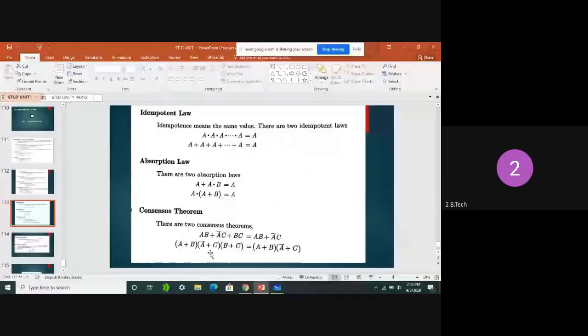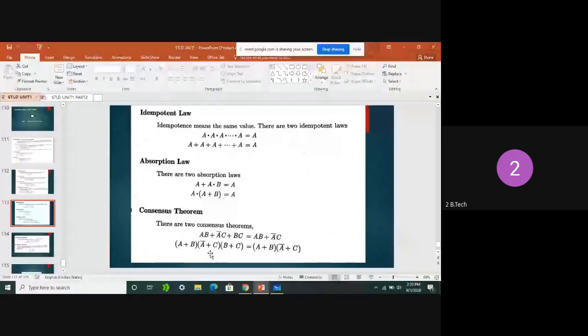First one is using AND logic and the second one is using OR logic. In both we use AND and OR, but what is the order? Here we use AND and then OR logic, but here we use OR and then AND logic. That is the basic difference. Clear, all of you?